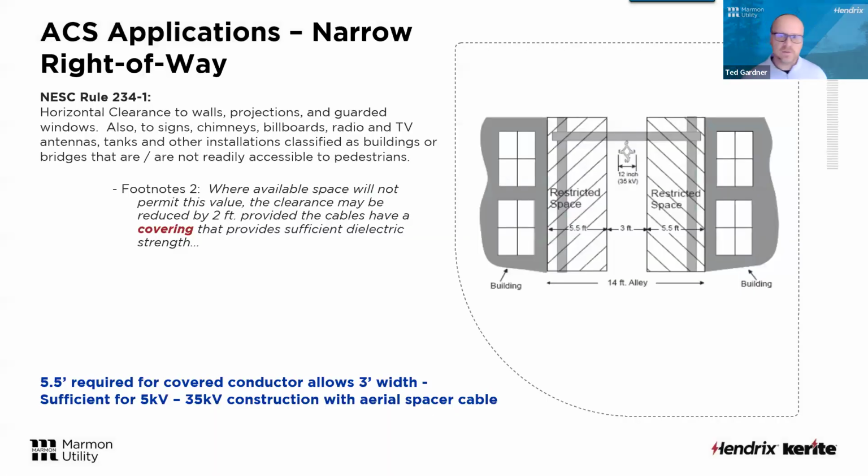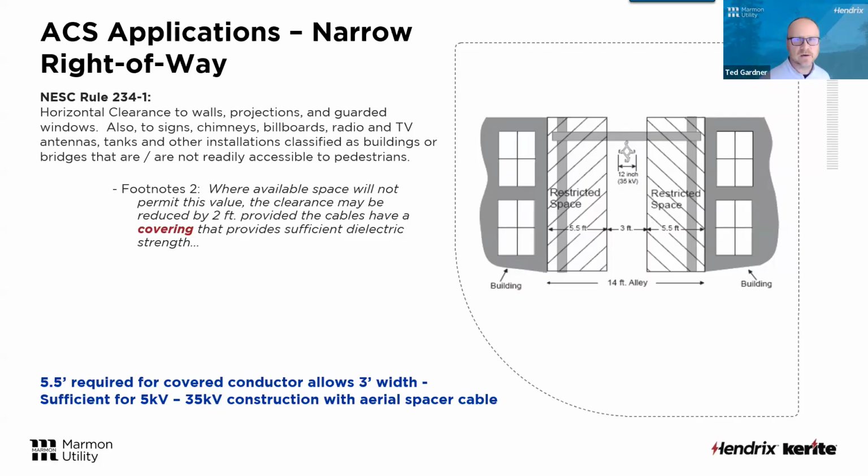Narrow right of way, if you look at NESC Rule 234-1, and that talks about horizontal clearance between overhead primary facilities and man-made structures, buildings, grain bins, billboards, and things like that. And there's a footnote there that says where available space, the clearance may be reduced by 2 feet provided the cables have a covering that provides sufficient dielectric strength.